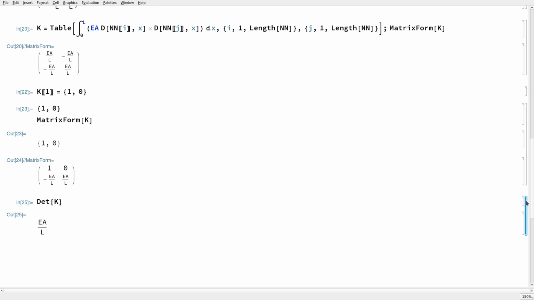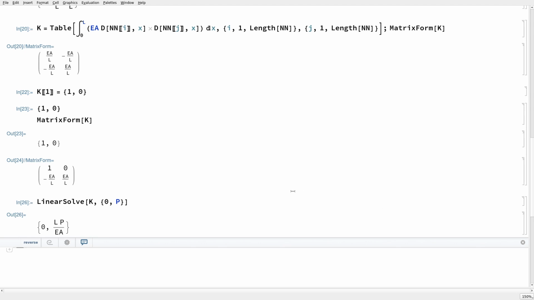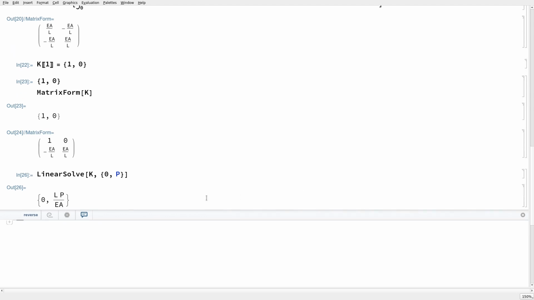So let's finally write our system of equations. We're going to write linear solve K, and then the right-hand side is the vector 0, P. So that means that the first U1 is 0 and U2 is what? PL over EA. Got the analytic solution, right? Got it exact.